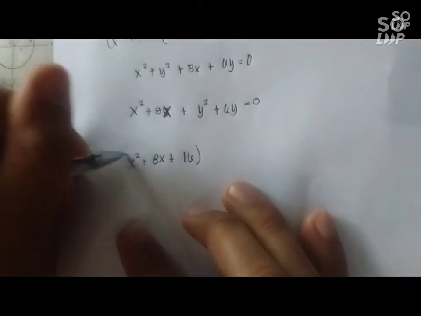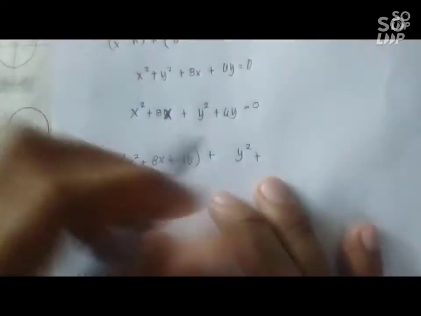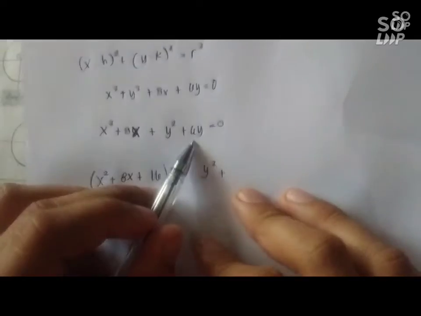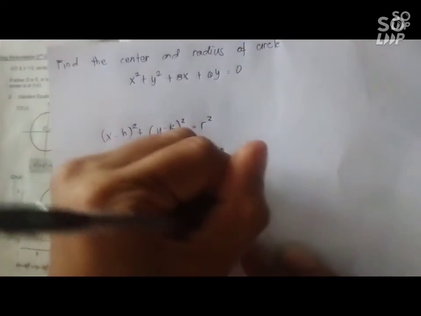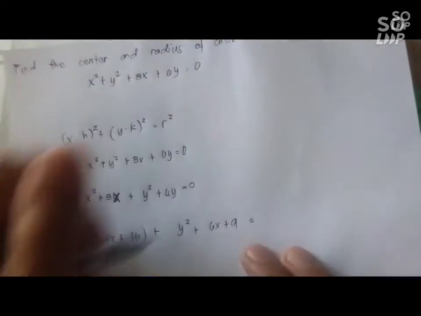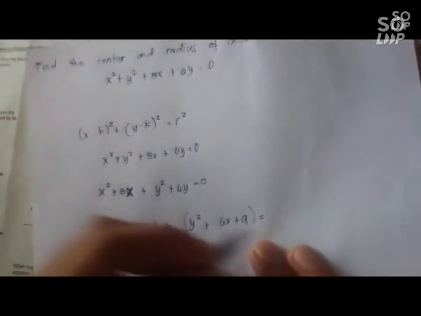Plus y squared plus 6y, 6 over 2 is 3, 3 times 3 is 9, so 6y plus 9. Tungod kay completing the square na ta, kung unsa ang gi-add diha, i-add pud nato ni sa atong pikas, which is ang 9 plus 16.